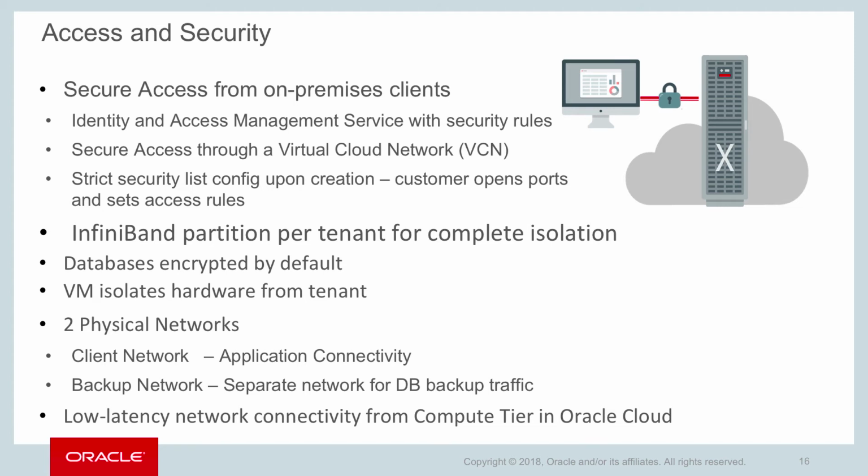The InfiniBand partition per tenant provides customers with complete isolation from other customers. Databases are encrypted by default. The virtual machines are also isolated from other tenants at a hardware level. The Exadata Cloud Service requires two physical networks: the client network for application connectivity and a backup network for database backup traffic. The compute tier is connected to the Exadata Cloud Service using a low latency network.